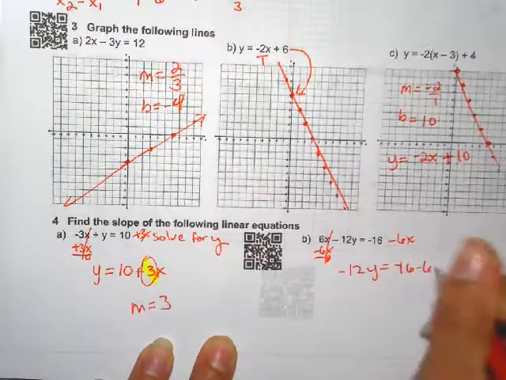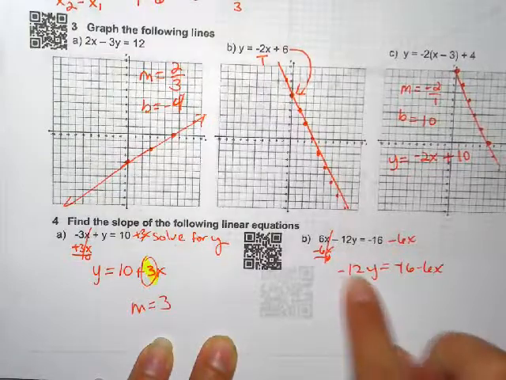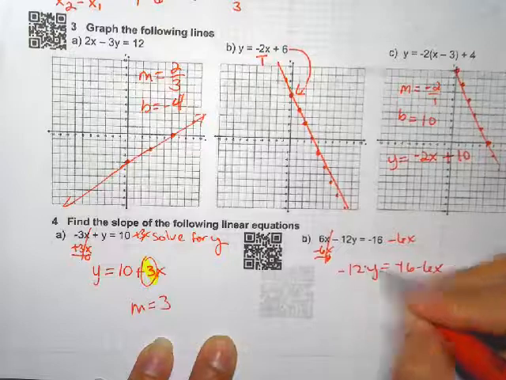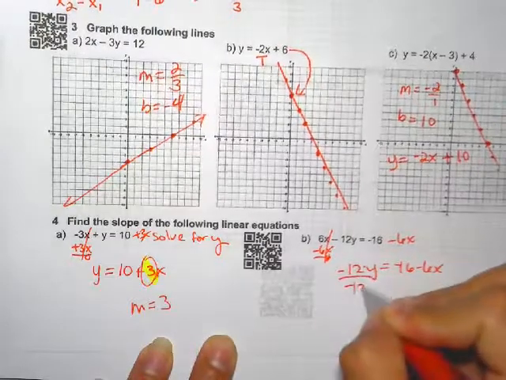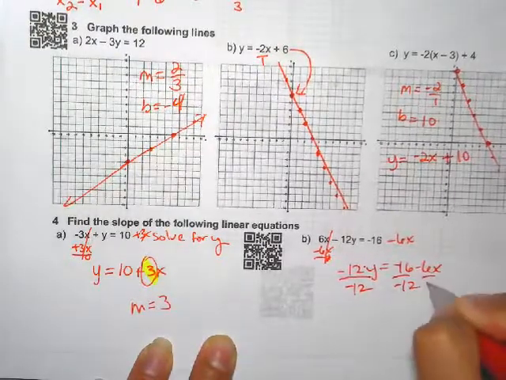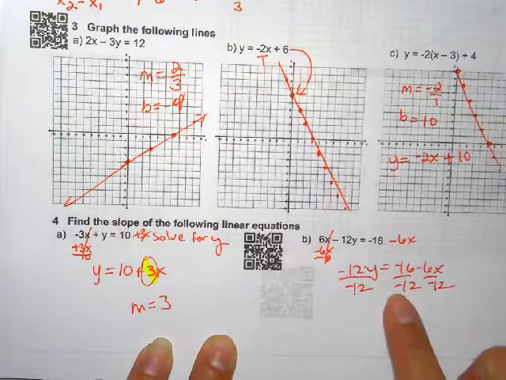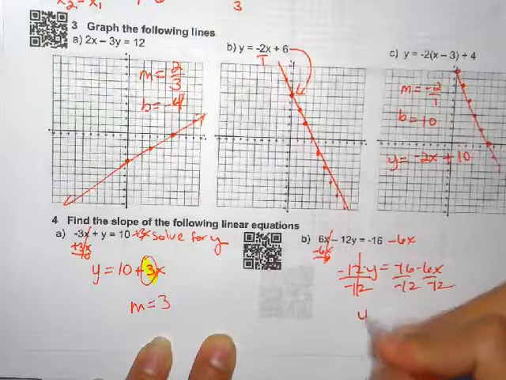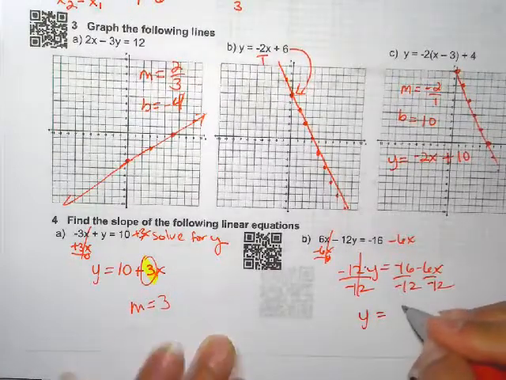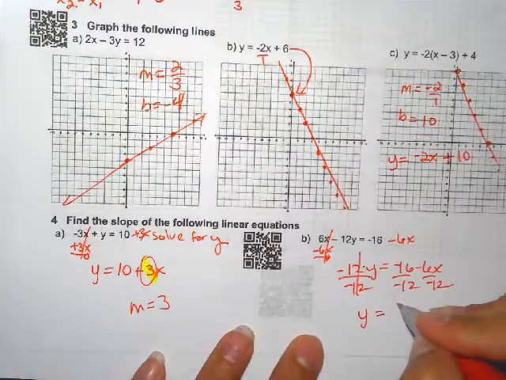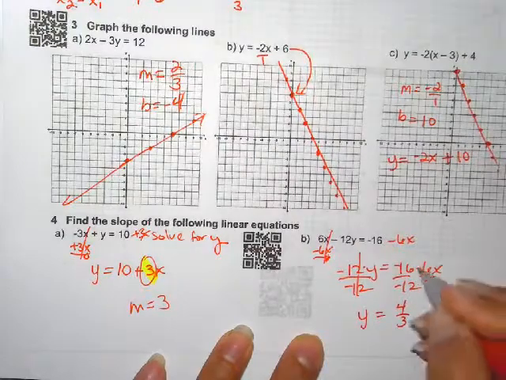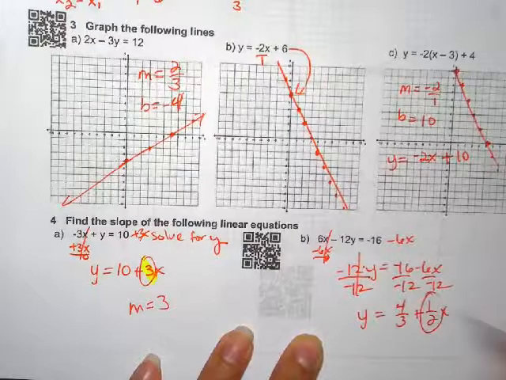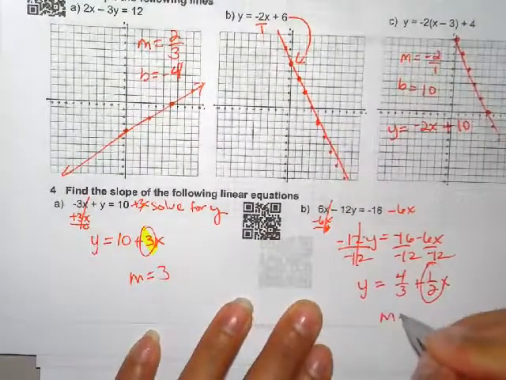In this one, we have to do an extra step because you have a -12 with the y. So y is not by itself yet. They're touching, so that's multiplication. The last thing is to divide by the exact same number, -12, -12. This will give me a positive 4/3. This will give me a positive 1/2 x. So my slope is a positive 1/2.